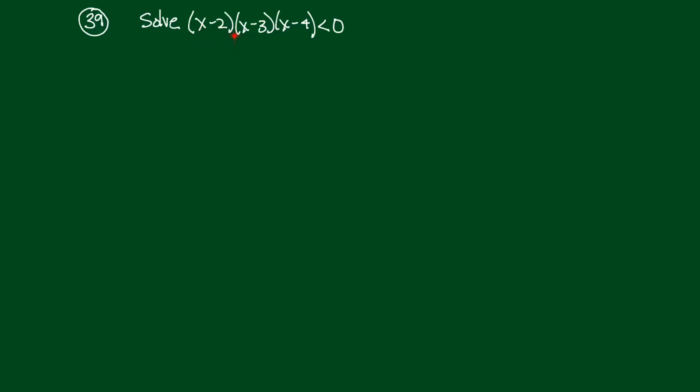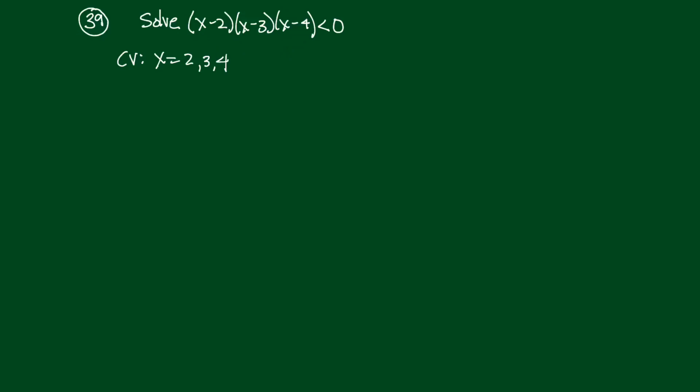We have three factors, three numbers being multiplied together, and we're getting a negative number. What we're looking for is what values of x are going to make this statement true. It's already factored, so we can get the critical values right away. We're going to get x equals 2, 3, and 4, right? The critical values are the values of x that make this expression 0.